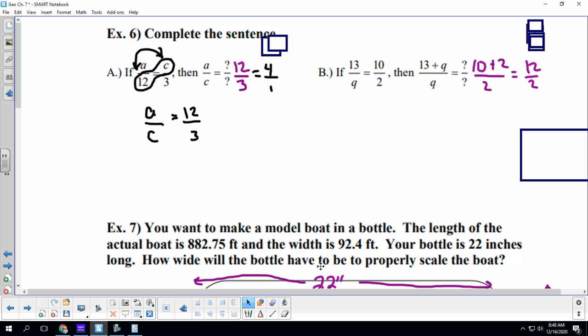Over 2. Let's go ahead and reduce that down. 12 divided by 2 is 6, and 2 divided by 2 is 1. Reduces down to 6 over 1. Okay.